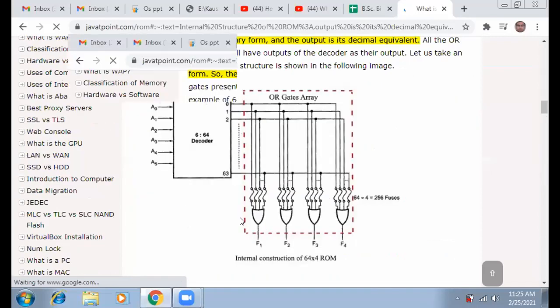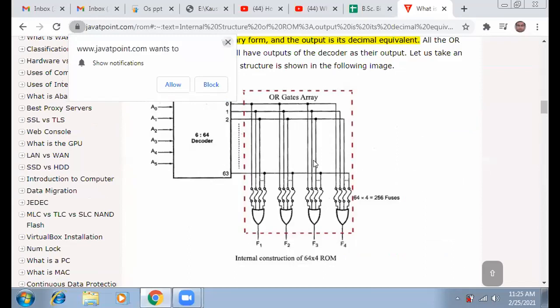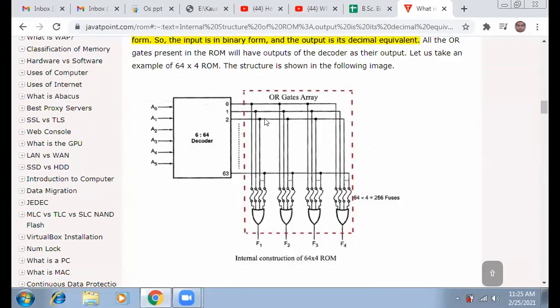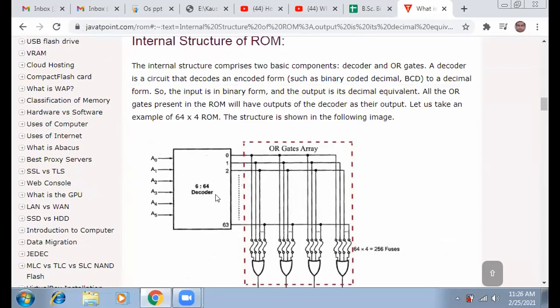Now this is a ROM structure. You don't need to remember this structure. It's quite complex for you, but you just remember ROM generally consists of a decoder. Just remember this term. ROM generally consists of a decoder and an OR gate array. That's all. You don't need to draw this structure. You just remember that ROM internally consists of a decoder, which is an electronic circuit, and an OR gates array.